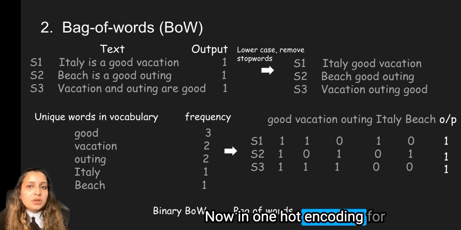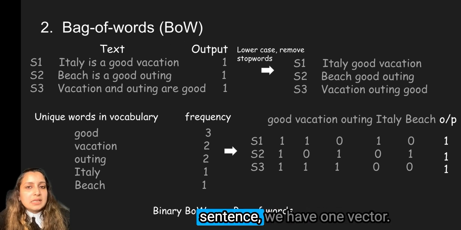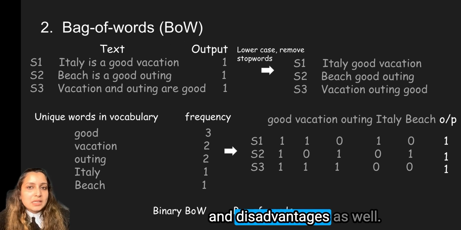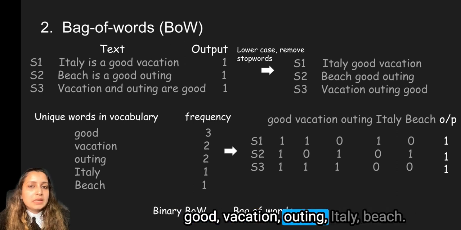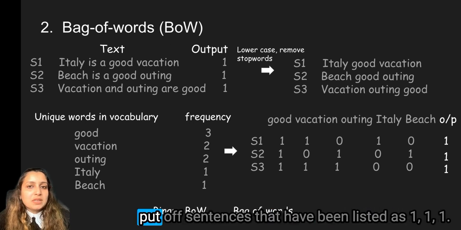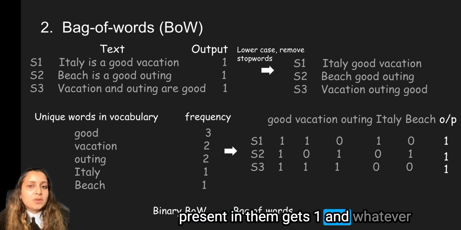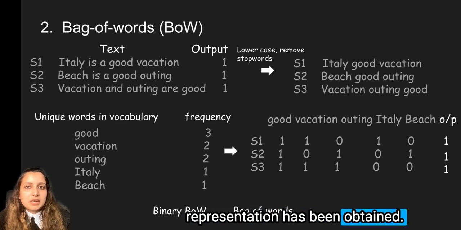Now in one-hot encoding, for every word we had 1 vector. In bag of words, for every sentence we have 1 vector. We will look at its advantages and disadvantages as well. Now let's represent them as vectors. In our vocabulary, we have the words good, vacation, outing, Italy, beach. So we have laid them out on the right side like this, and the output of the sentences has been listed as 1, 1, 1. For each sentence, whatever word is present gets 1 and whatever word is not present gets 0. So that's how the vector representation has been obtained.